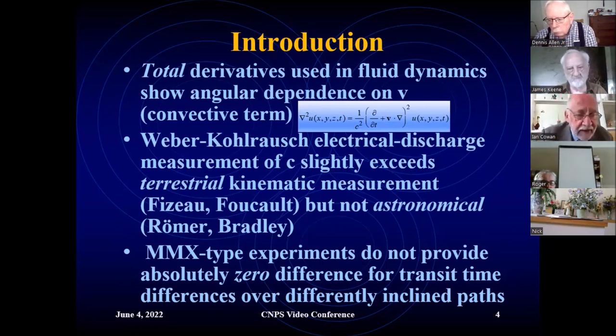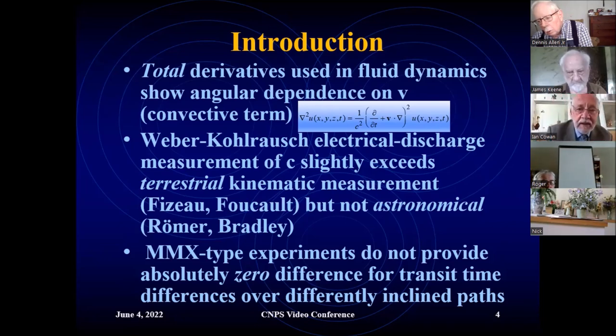You're probably familiar with those, so I don't need to go through them, but we can talk about them later if necessary. Now, the Michelson-Morley type experiments, contrary to the orthodoxy and what's said in the textbooks and taught to all undergraduates, certainly was taught to me, they provide zero difference for transit time over the differently inclined paths.